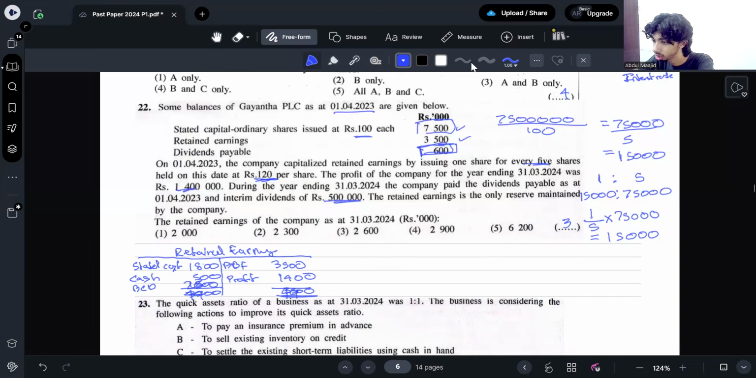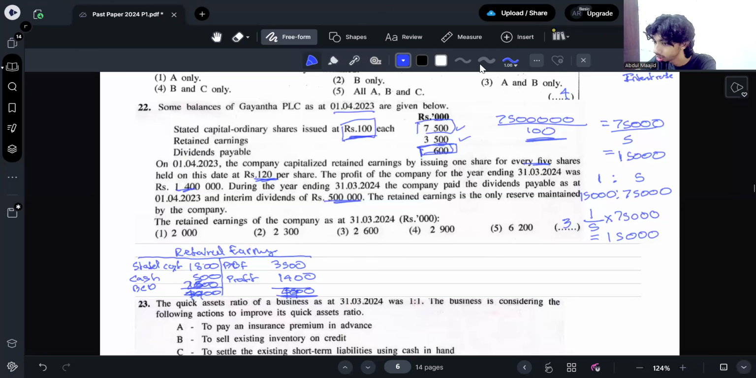How did you get that 100? This 100. Here they're telling us, right? Shares issued at 100 rupees each. They're saying one share is 100 rupees. So in total we have shares worth 7,500,000 rupees. If you divide by 100, you can find the number of shares, right?